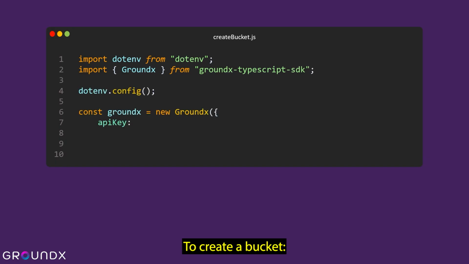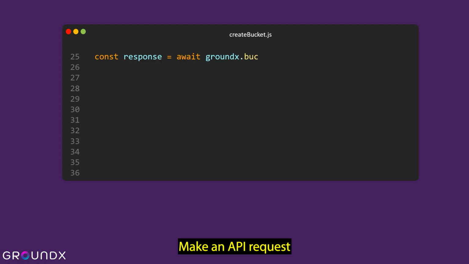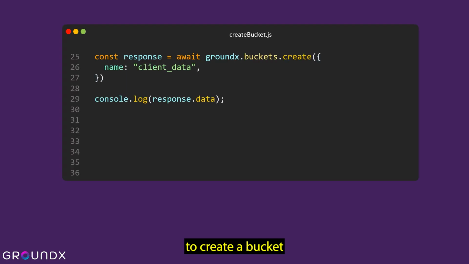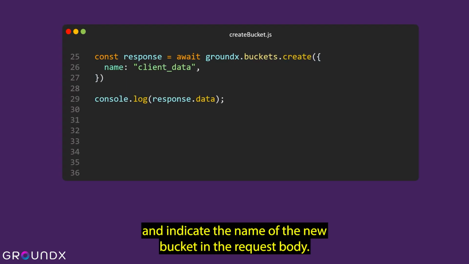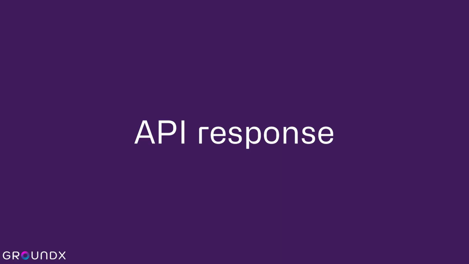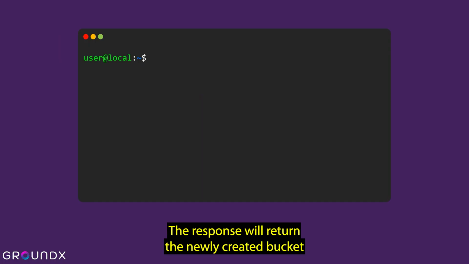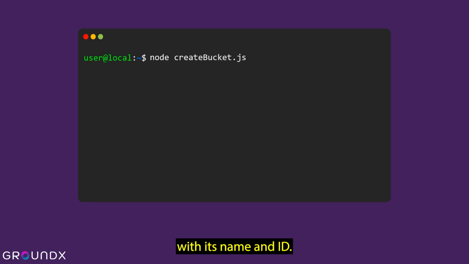To create a bucket, set up your environment. Make an API request to create a bucket and indicate the name of the new bucket in the request body. The response will return the newly created bucket with its name and ID.